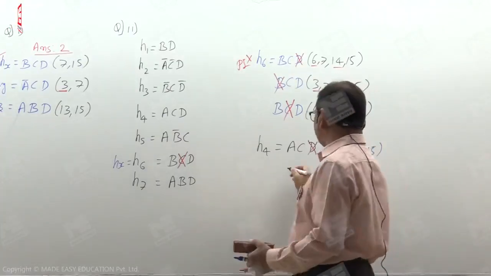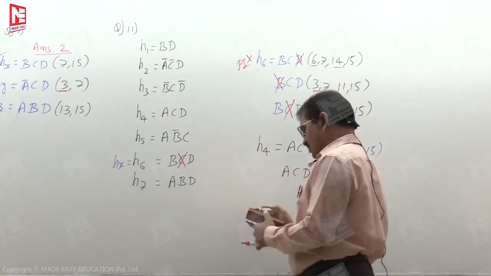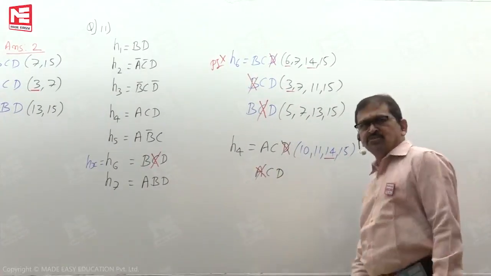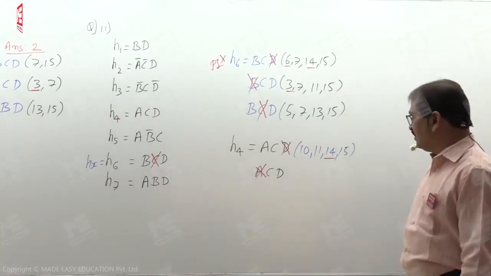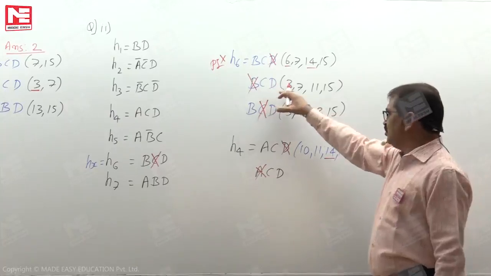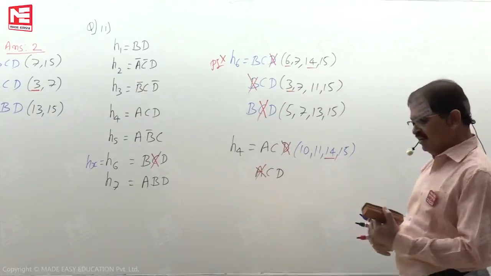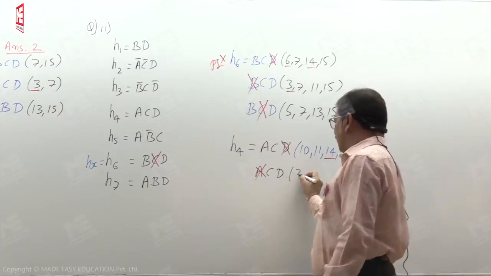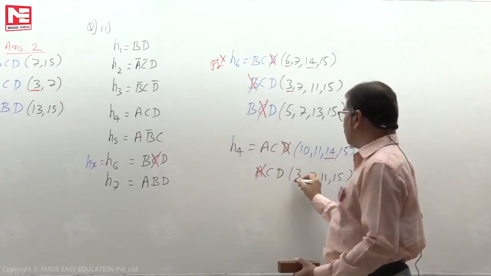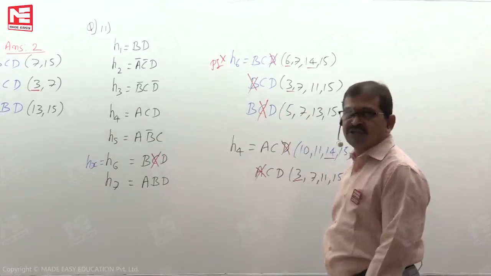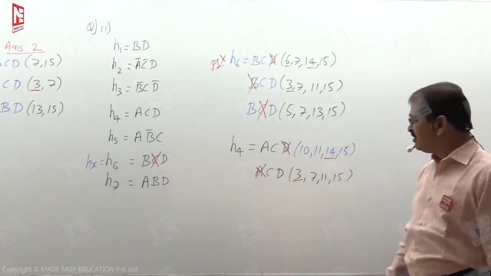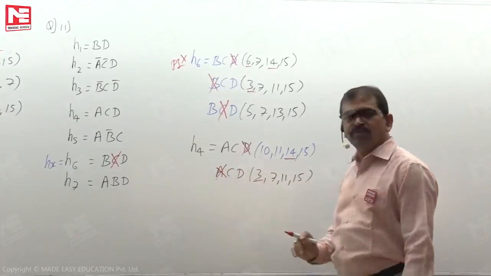So coming to removing the variable A. If A is removed, the product is CD. Earlier we already worked on this. CD is the group of cells 3, 7, 11, 15. And we know combination 3 is a maximum to the given function f. The conclusion is that from the product H4 we are unable to remove A.